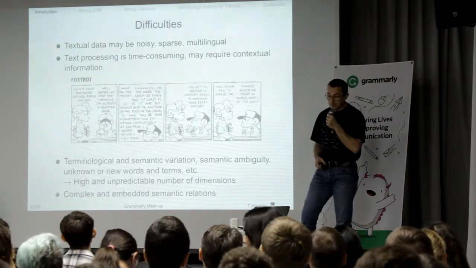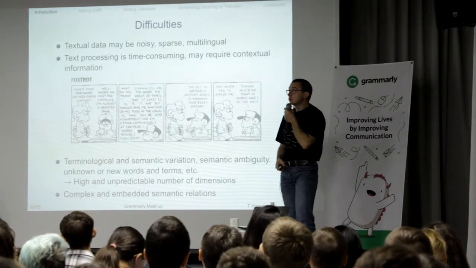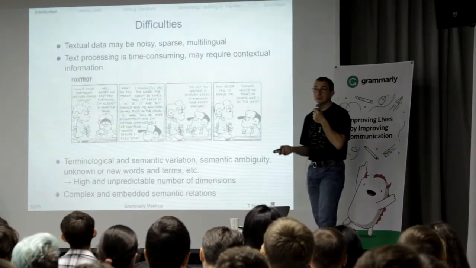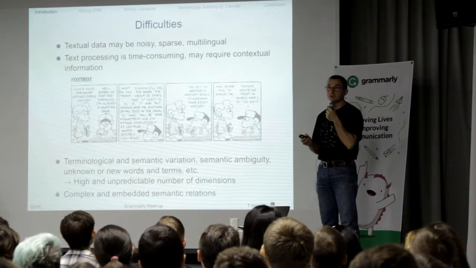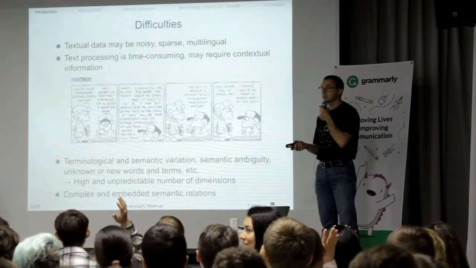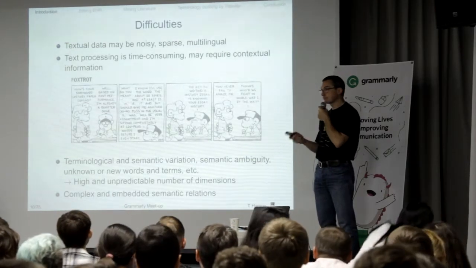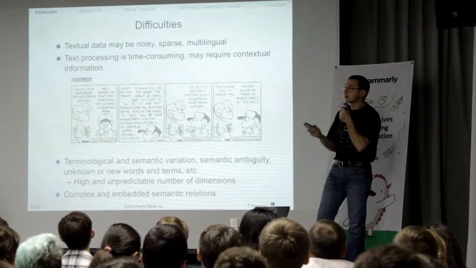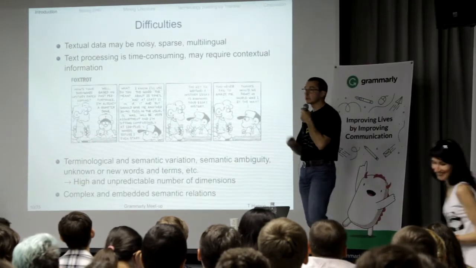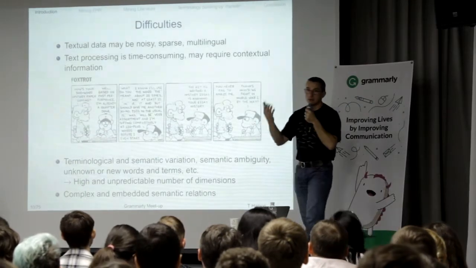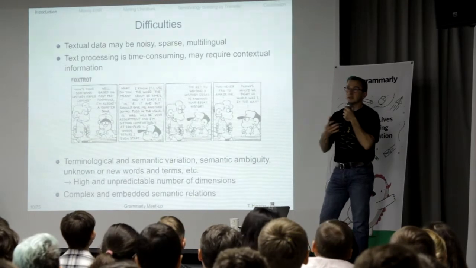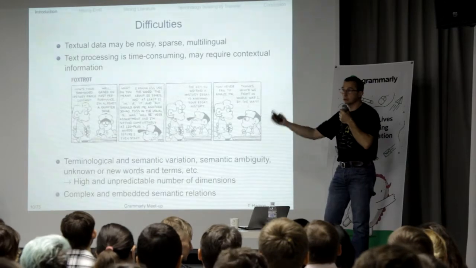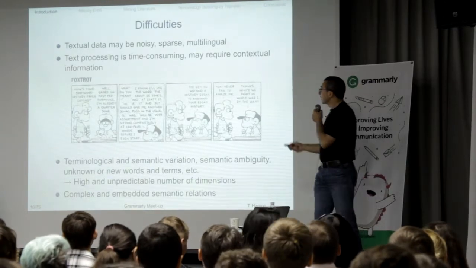So, difficulties. There are a lot of difficulties when you work with textual data. I don't know, are there a lot of people working on textual data? Okay, so you probably know what I mean: textual data are noisy, they are sparse, they can be multilingual. That means that you can expect that some text contains only English words, but in fact, it can also contain other words.